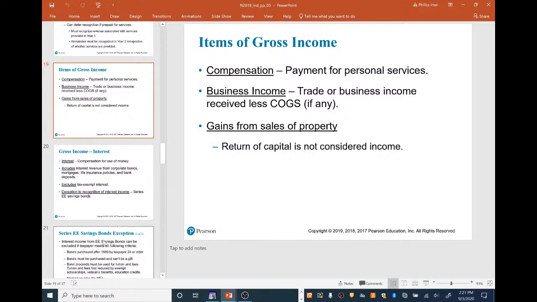Let's talk here now about gains from dealings in property, or gains from the sales of property, however you want to word it. So unless one of the several statutory non-recognition provisions applies, gains from dealings in property are going to be included in gross income. Statutory non-recognition provisions include involuntary conversions, like-kind exchanges, sale of personal residence, and reorganizations. So once again, gains from sales of property, return of capital is not going to be considered income, okay? It's only the gain.